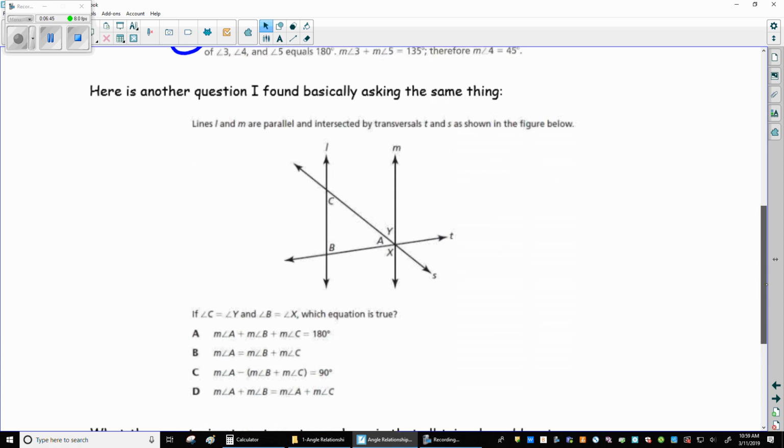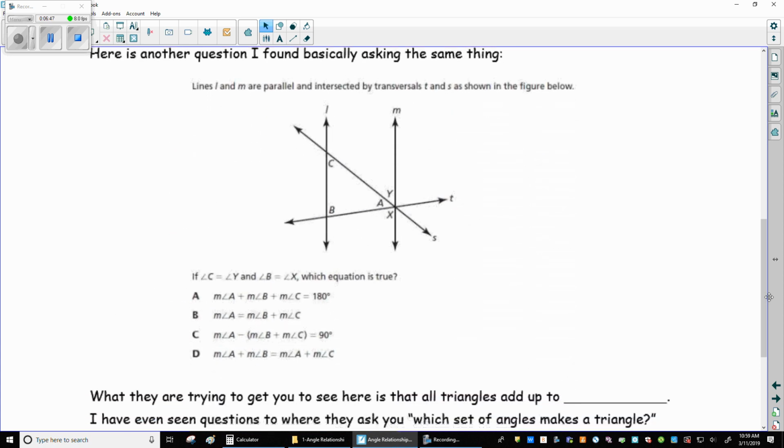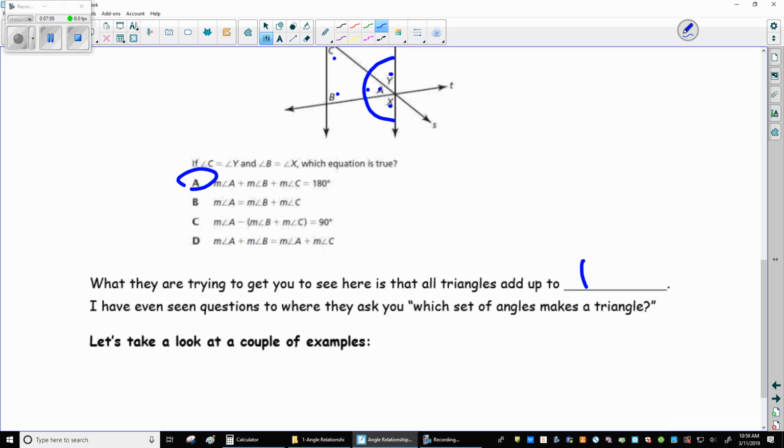Here's another one that I found that's really, really similar. The big thing I notice here is that this is going to be 180, X, A, and Y, and then C, B, and A is also equal to 180, and that's, I think, exactly what A says. A, B, and C is equal to 180. Again, they're just trying to get us to see that triangles add up to make 180 degrees. I've even seen questions where they ask you which set of angles make a triangle. Let's take a look at those, and then we're done with these notes.